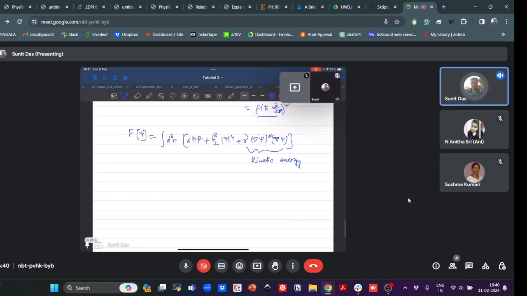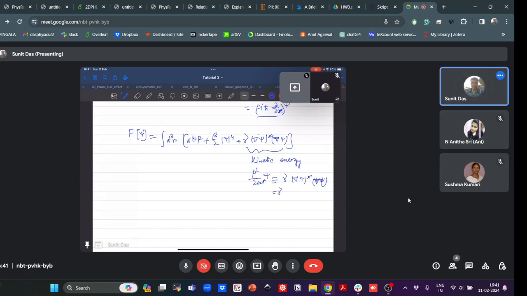In kinetic energy, what happens? P square by 2m is the kinetic energy, right? 2m or 2m star, whatever. So if we equate this to gamma grad psi star grad psi, then what will we get?